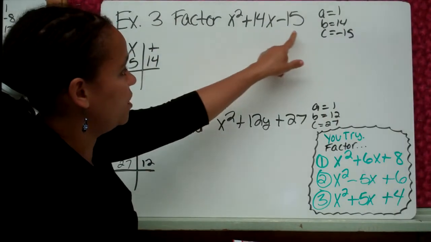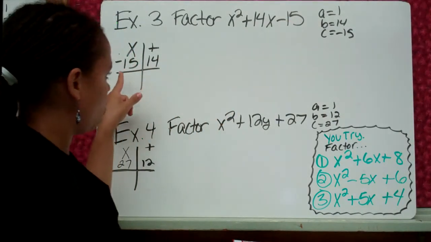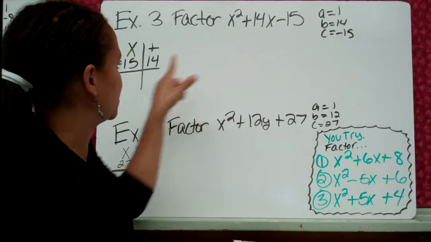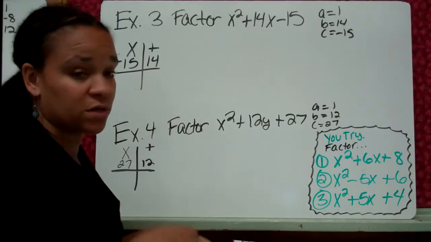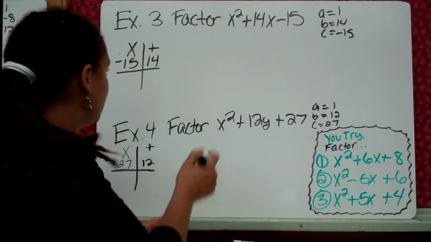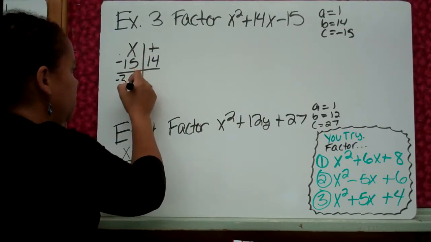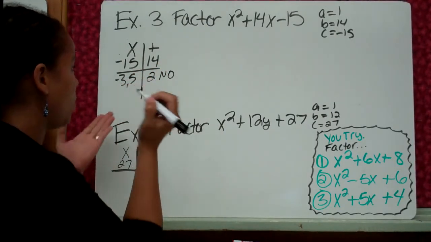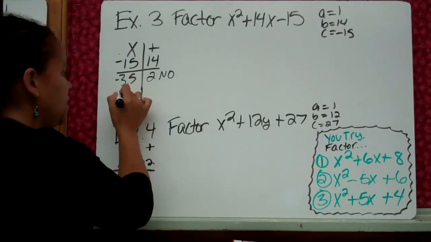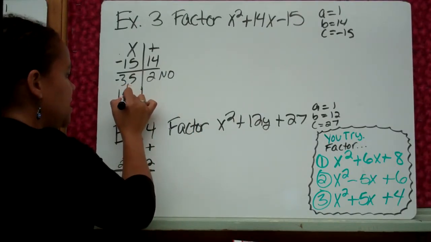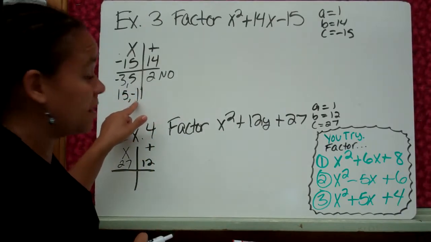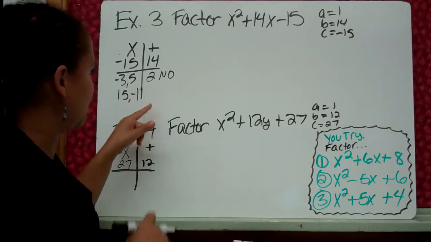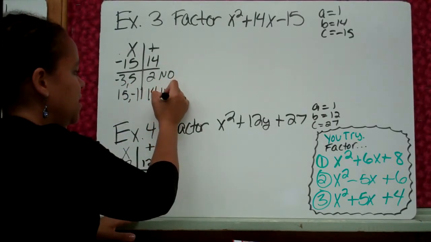Example 3, let's factor here. Here's our A, B, and C. We want to multiply to negative 15. Pay attention, because negative 15 times 1 is negative 15, and adds to 14. So think of numbers that multiply to negative 15. Well, negative 3 and 5 do, but that's only going to add to 2. Doesn't work. What other numbers multiply to 15? Well, 15 and 1, so 15 and negative 1. 15 times negative 1 is negative 15. 15 plus negative 1 is 15 minus 1, which is actually 14, yes.